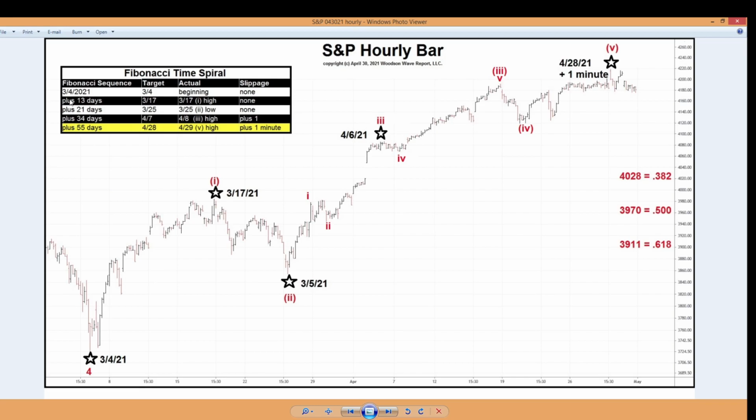You can see the first target was 3.4, a Fibonacci 13 days later, and it hit right on it. No slippage, none at all. Okay, the next one is 3.5. It caught the wave too low. No slippage whatsoever. The next one was the 4.6 high. It was off by a day. It was actually hours, because this is hours within the day.